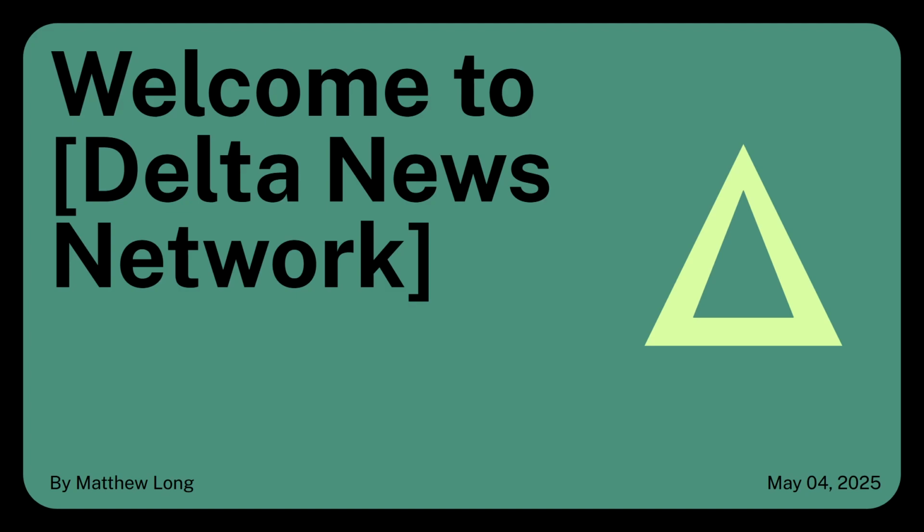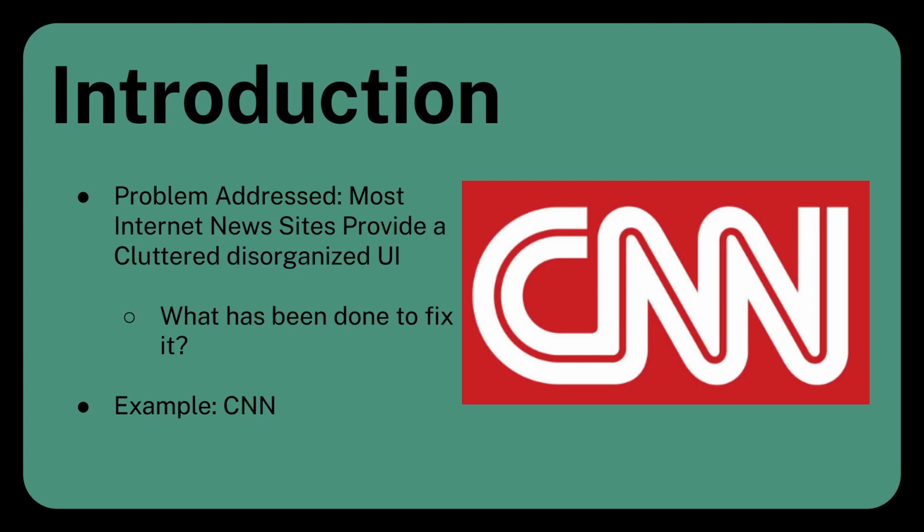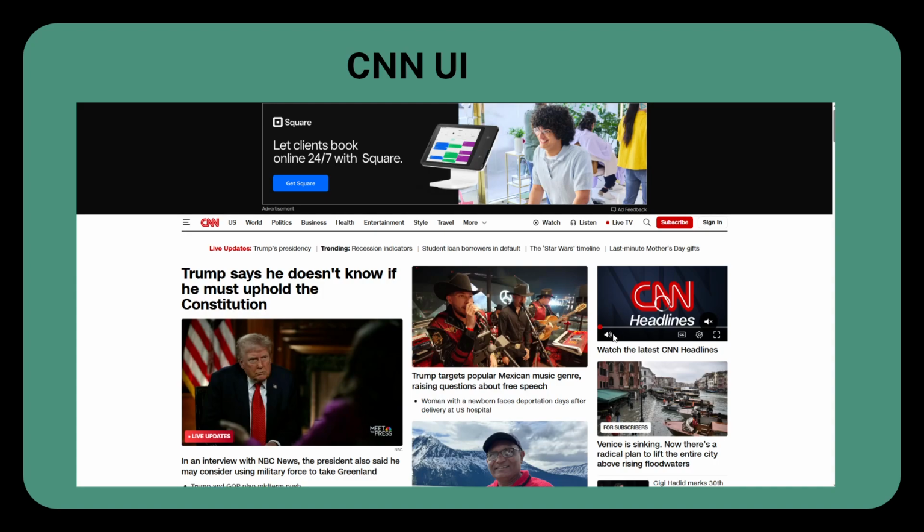The goal with this is to address a problem with a lot of news sites where most of them are very cluttered and disorganized. They feel very clunky. What I've done to fix this is to go through and simplify these UIs and make one that looks visually appealing. An example of one UI that I think needs work is CNN.